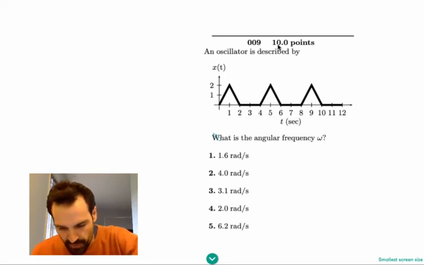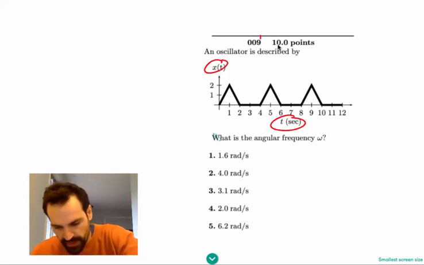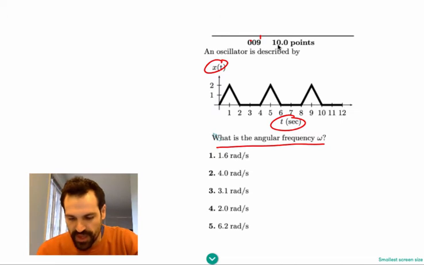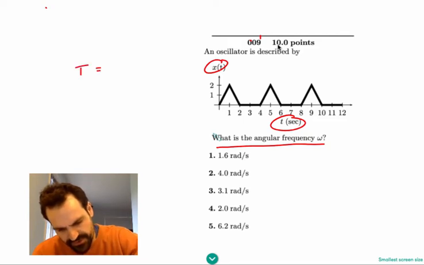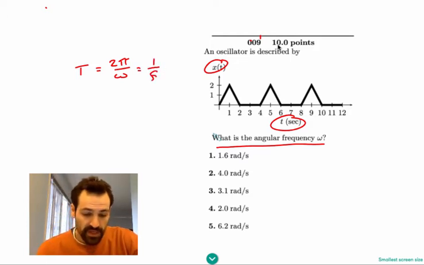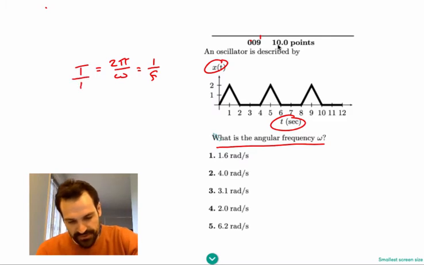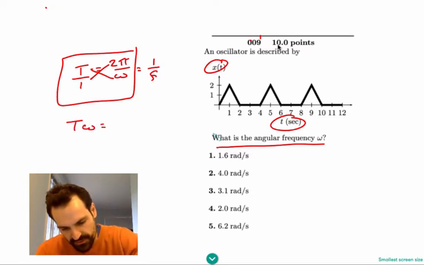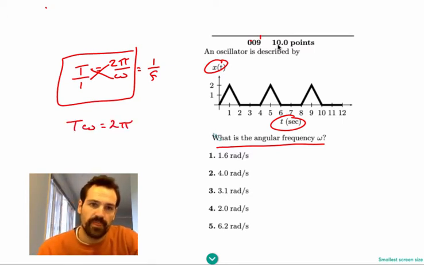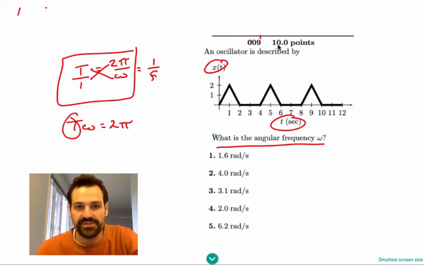Number 9. We have a position time graph, and they want to know the angular frequency. T equals 2 pi over the angular frequency, which is also equal to 1 over the frequency. I'm going to actually use the first 2/3 of the equation and cross multiply: T times omega equals 2 pi. And the reason I'm doing that is because period is super easy to find with a graph.